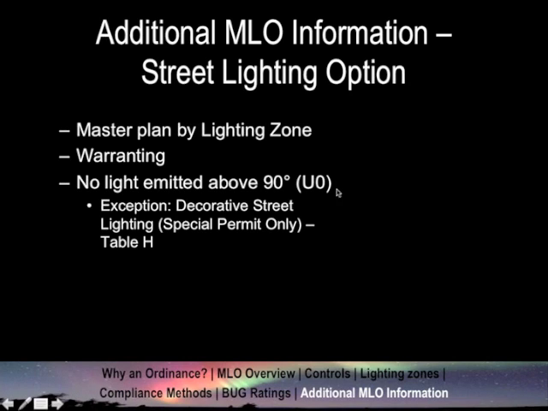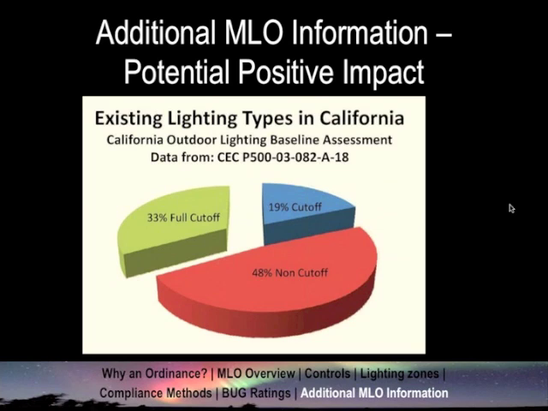But one thing about street lighting, you cannot have uplight. It all has to be 0. And the only time you are allowed something different than U0, we're asking that you actually ask the residents if that's what they want. So it's kind of special permit only, to actually involve the community in allowing more uplight and more glare into their community.